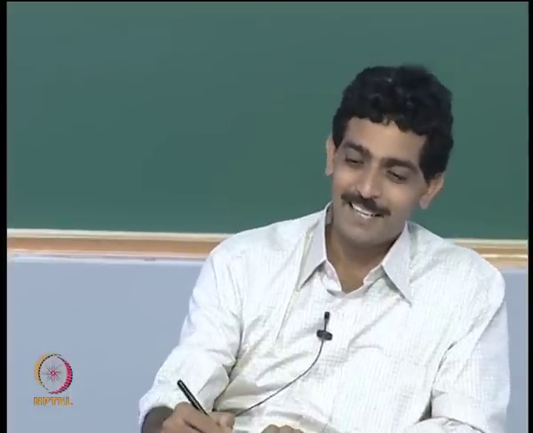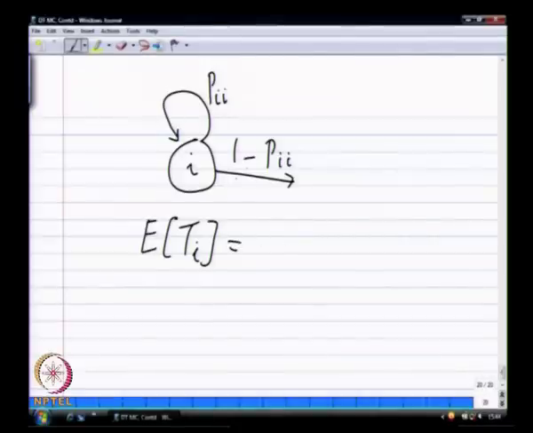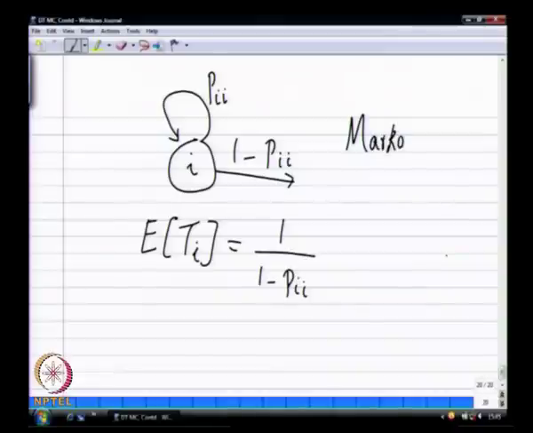So therefore the expected time spent in Ti, this is my probability of success. I am simply tossing a coin in every time unit: with probability Pii I stay, which is failure; with 1 minus Pii I leave the state, which is success. So the expected time is 1 over the probability of success. This is a geometric variable, which is Markovian, as I said earlier. So the time spent is basically Markovian; this is that Markovian property.